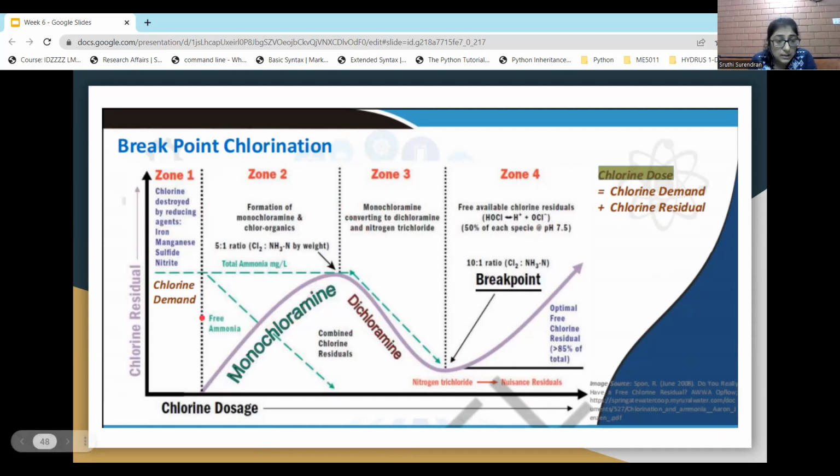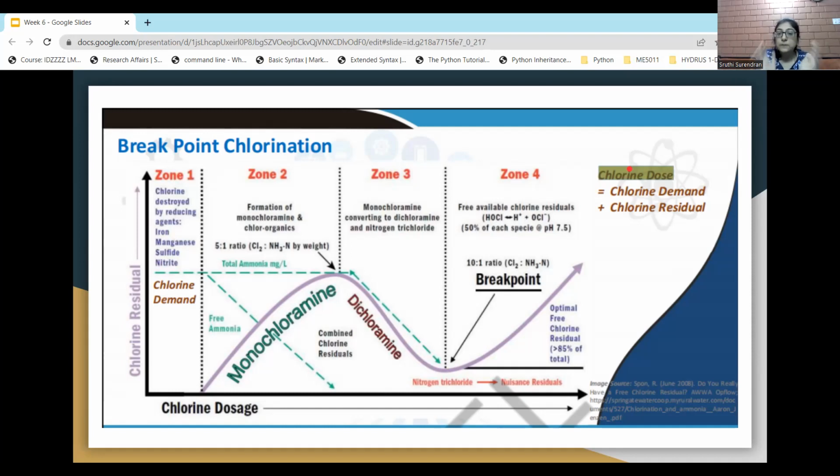Initially, in order to remove these inorganic compounds, the chlorine will react. After that, it will undergo some reactions until it forms chlorine residual. The amount of chlorine that is required to do all these reactions with inorganic and organic materials in the water as well as form free residual chlorine is called the chlorine dose. So it is not enough if you just put it in for disinfection, as I told in the beginning. It is also required to meet the need of residual chlorine.